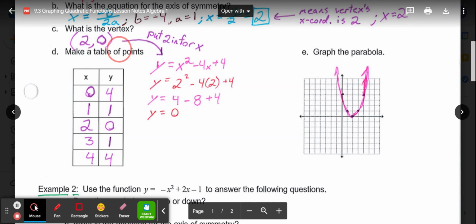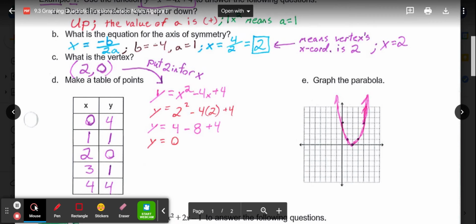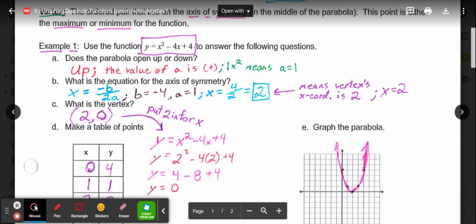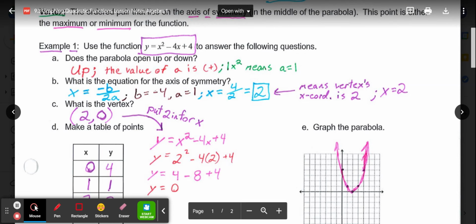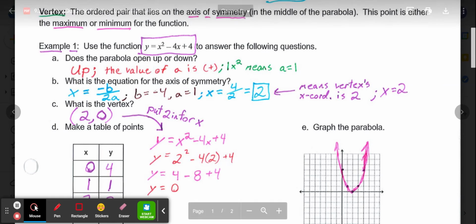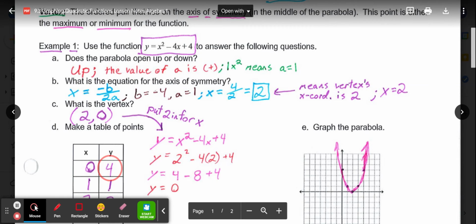Now to get my y values, I'm doing the same thing that I did here with the 2 for the vertex, and I'll be putting these numbers in for x in that original equation. So if we do the top one here, it would be 0 squared minus 4 times 0 plus 4. Well, 0 squared is 0. Minus 4 times 0 is 0, plus 4 is simply 4. So we'd have the point 0, 4.